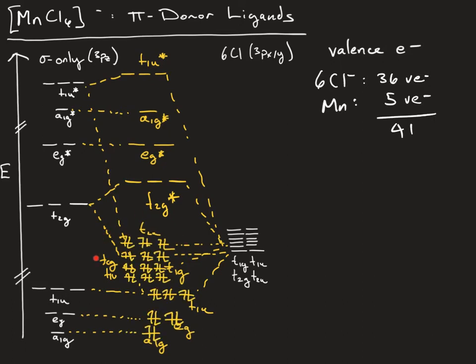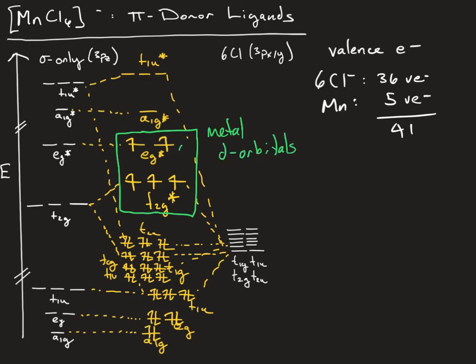The first 36 fill these orbitals that are similar in energy to the SALCs from the chlorine pi type system and the chlorine sigma type system. The remaining 5, therefore, occupy the T2G star and the EG star. As before, we define these as our metal d orbitals. The separation between the T2G star and the EG star is equal to 10 Dq, or delta O in this case. We can go through and draw what these look like.